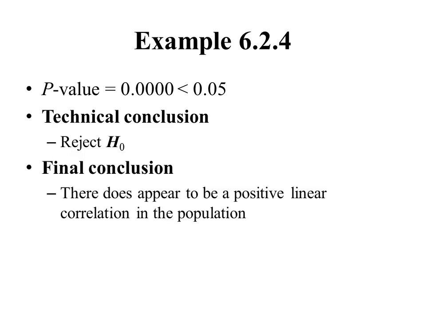Now our final conclusion. Remember, we reject the null hypothesis in favor of the alternative. The null is that there is no correlation. The alternative is that there is a linear correlation. And so our final conclusion would be that there does appear to be a positive linear correlation in the population. So our data indicated that there was a positive linear correlation in the population. Our hypothesis test further justifies that.